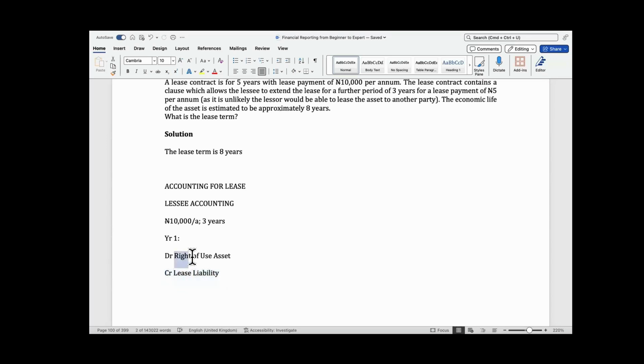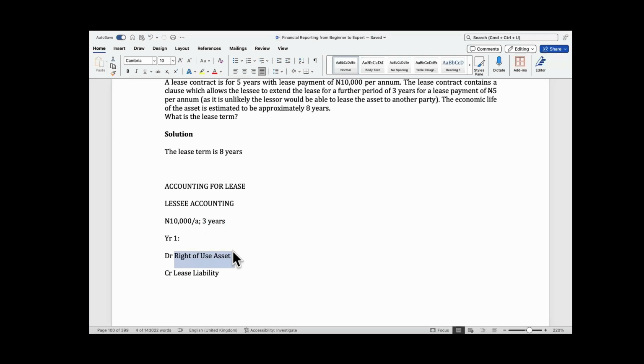And we are debiting right of use assets because for 3 years, the lessee would have right to control the assets. In fact, this right of use asset is as good as debiting the asset. Just that IFRS 16 says that we should call that asset right of use assets. Some people used to call it lease assets, but IFRS 16 says let's call it right of use assets.